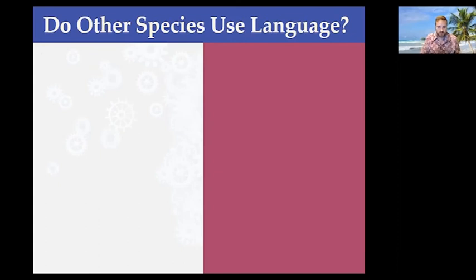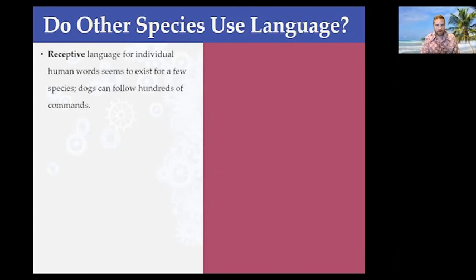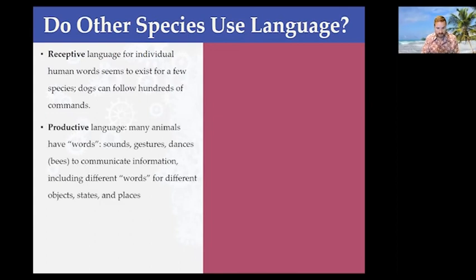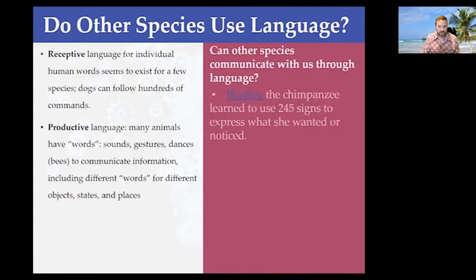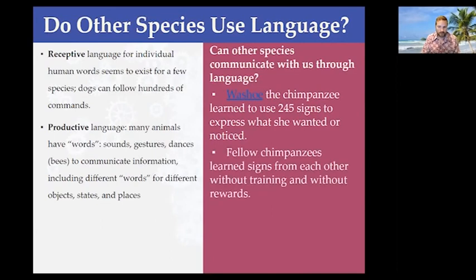Do other species use language? Yes. So receptive language is shown in dogs, for example, because they can follow commands, so they understand. Productive language, for many animals, involves different ways of communicating, like dances, gestures, or something like that. Can we communicate with other species? One famous example is Washoe the chimpanzee, who learned 245 signs to express whatever she wanted. And one of the interesting things is that she then taught other chimpanzees to use sign language as well.